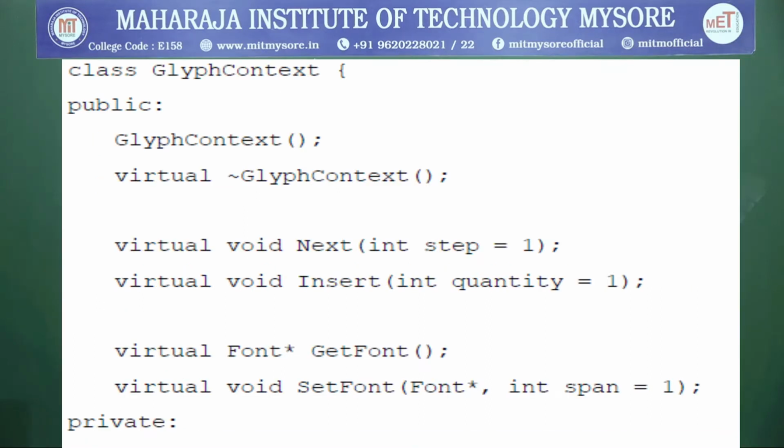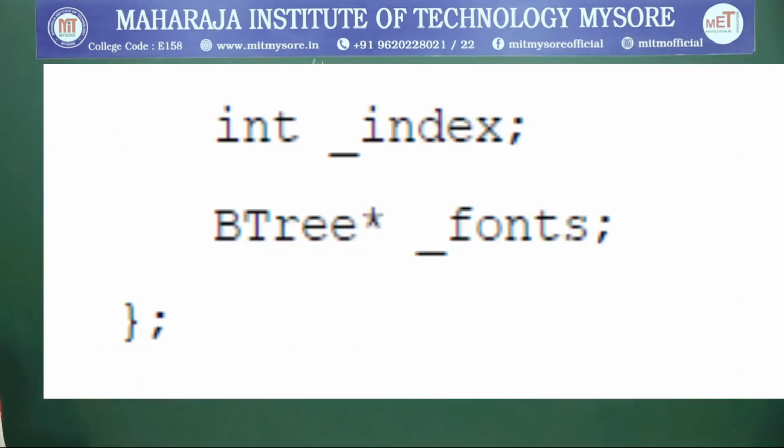So you can just go through this code, that is the class GlyphContext. Within that you have a public section with a virtual GlyphContext destructor. The next method is initialized with step 1, and insert, the quantity is initialized to 1, and then the GetFont and SetFont operations, where span is initialized to 1. Within the private section you have an index, which is of type int, and the fonts, which is a BTree pointer.